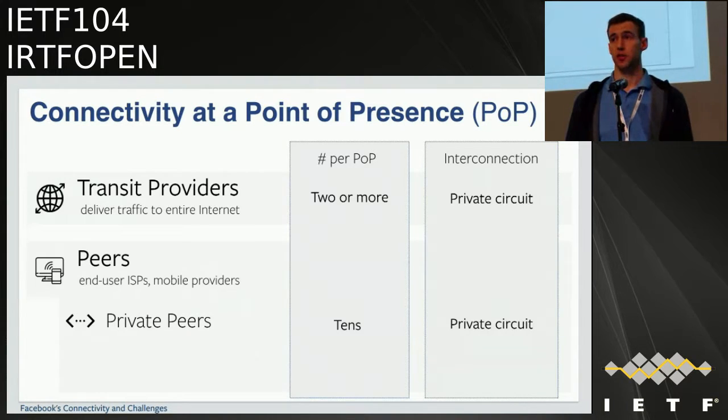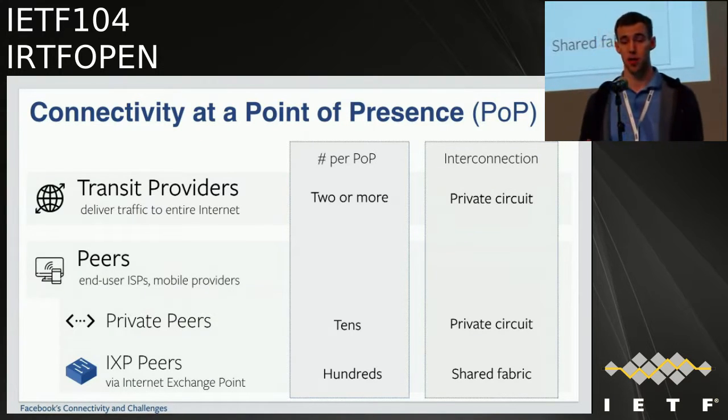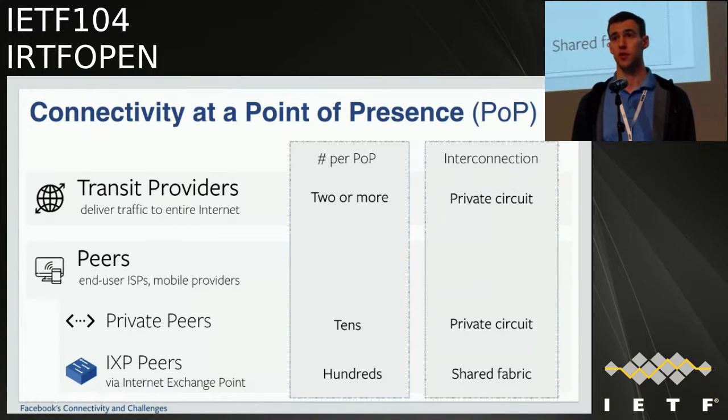Then we have peers, and we separate peers into 2 different categories. I'm going to go into detail on why we do that a little later. But in general, we have private peers, of which there are on the order of tens per POP, and again, we connect with them through private circuits. And we have IXP, or public peers, that we interconnect with via internet exchange points. And those are on the order of hundreds per POP, and we interconnect with them through a shared fabric, which means we don't have a direct circuit between our routers and theirs.